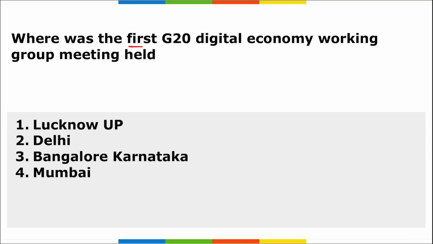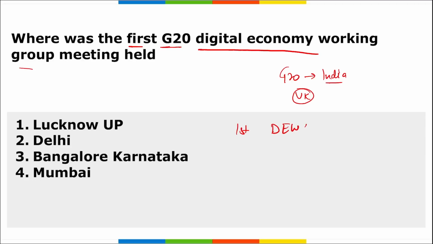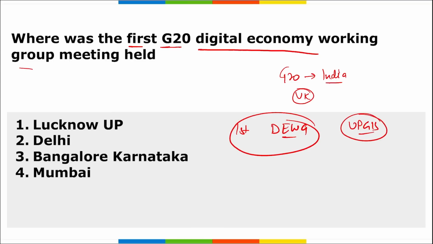Where was the first G20 Digital Economy Working Group meeting held? Tell me. First of all, we all know who is having the presidency of G20. It is with India. What is the theme that was launched? Vasudhaiva Kutumbakam. Then it is asked, first G20 Digital Economy Working Group meeting. I repeat, first Digital Economy Working Group meeting. Where was this held? This was held in the same place where the UP Global Investor Summit was held.